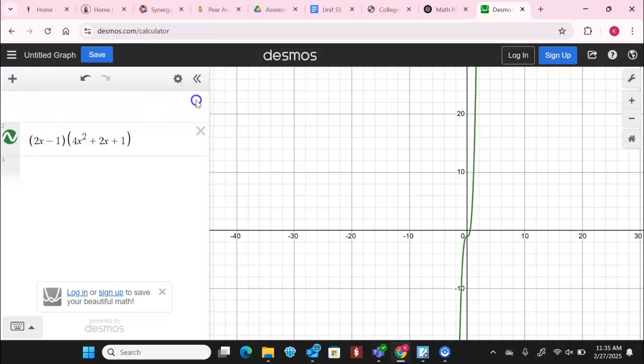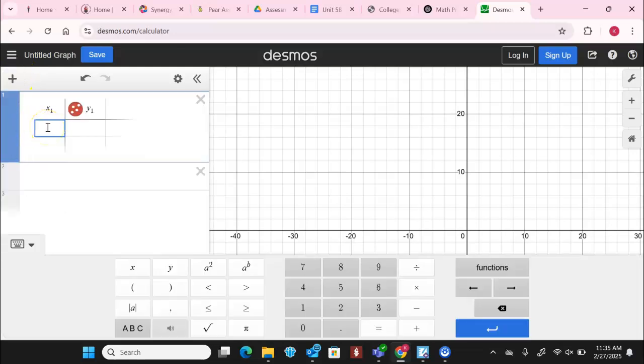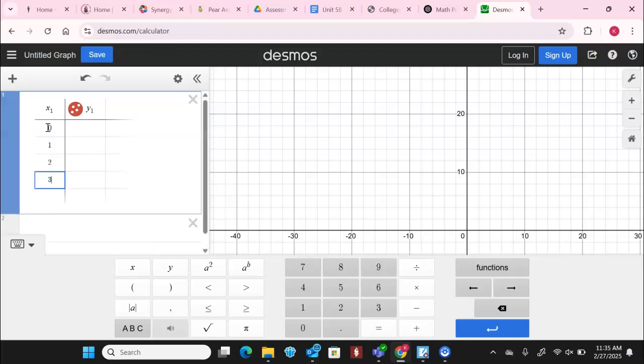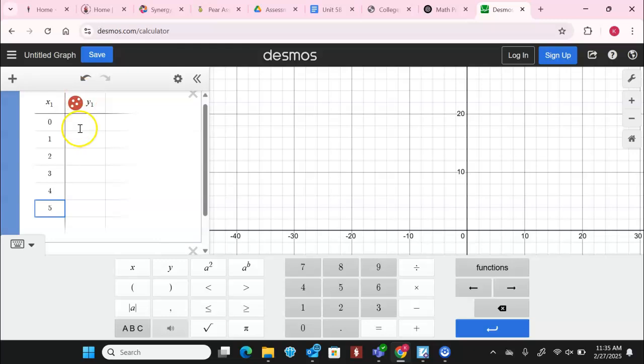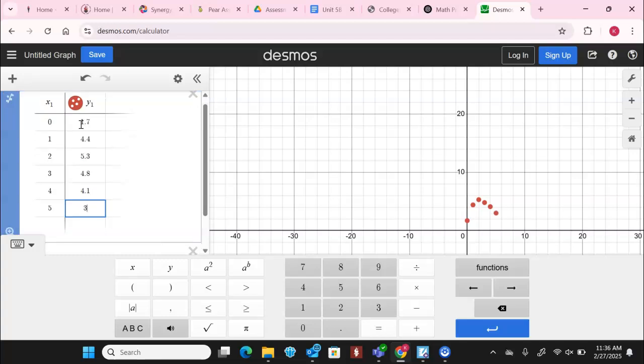So I'm just going to let you know that this is a cubic function, but if it's not listed, I'm going to show you how to find out if you're using a quadratic regression equation or cubic. You're going to go to the table and plug in these numbers. You're going to have 1, 2, 3, 4, 5, and then here we are going to have 1.7, 4.4, 5.3, 4.8, 4.1, and 3.1.